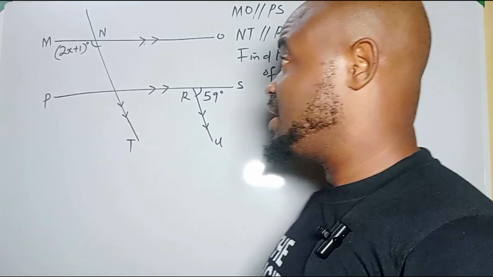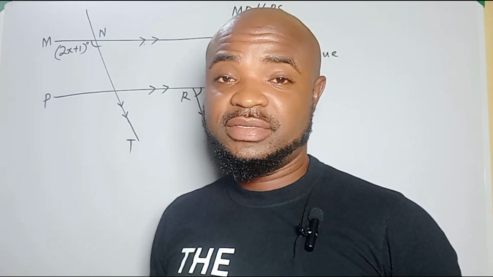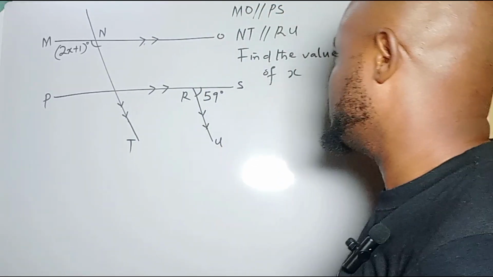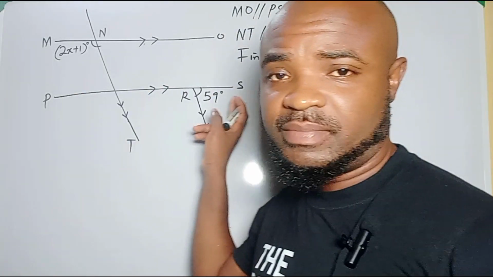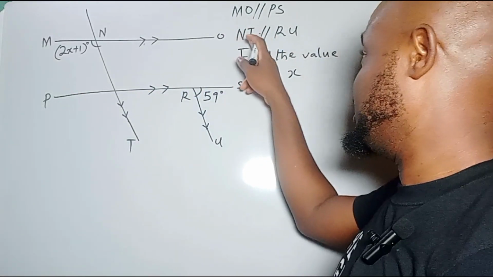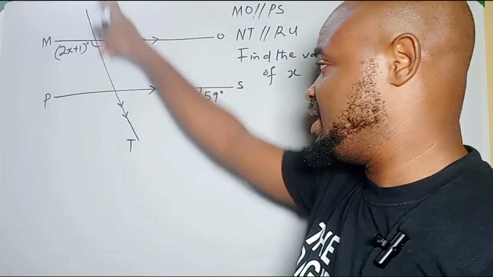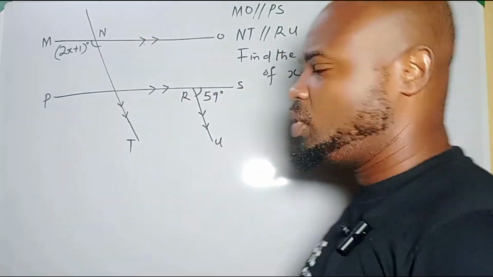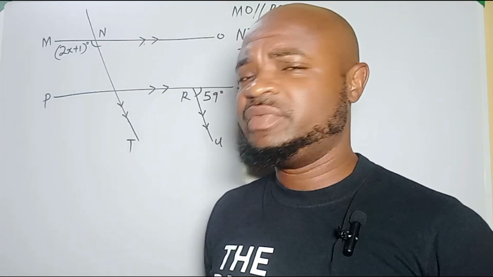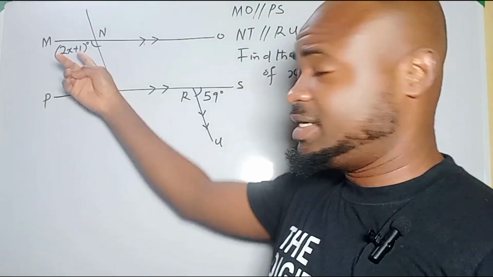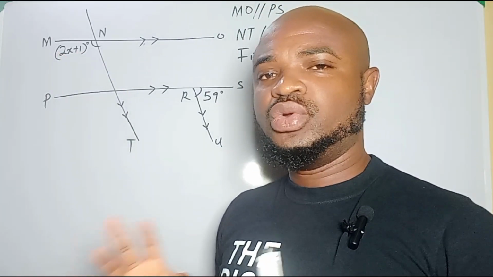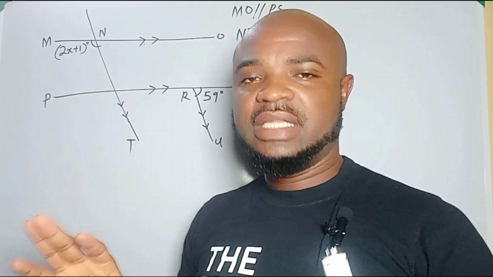And as you can see, we have parallel lines and we have transversals, right? Good. All right, so please take note. Line MO is parallel to line PS. Are you following? And line NT is parallel to line RU. So we're going to be using this to solve our question. Now, the question is: find the value of X. There's X here, okay? So we're going to be trying to know what X stands for in this question.